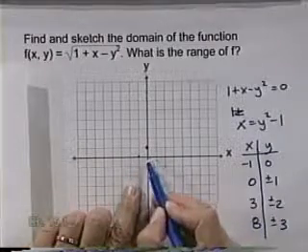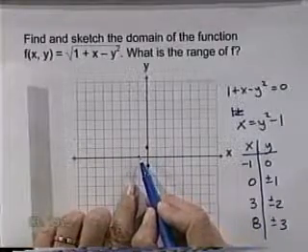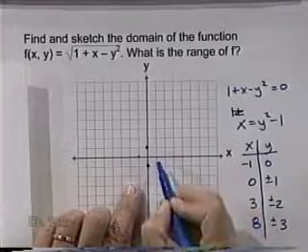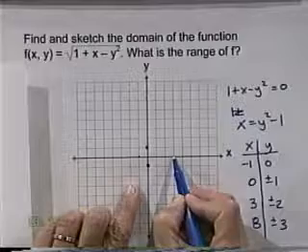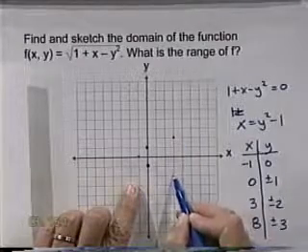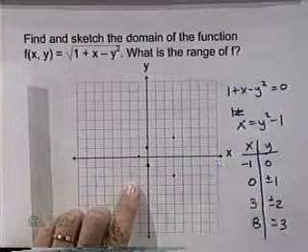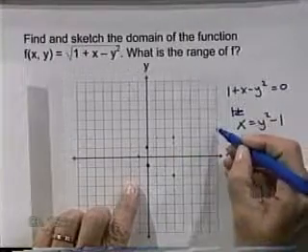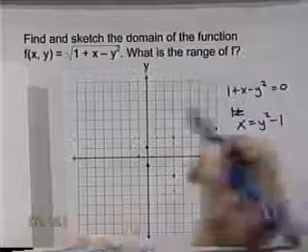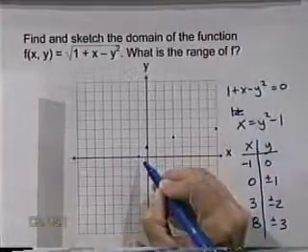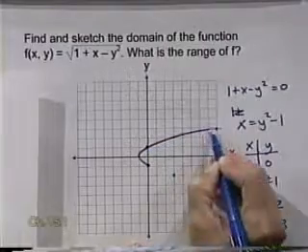So we're going to have x is 0, y is plus or minus 1. x is 3, y is plus or minus 2. And x is 8, y is plus or minus 3. And the original domain was greater than or equal to 0, so it's going to be a solid dot.